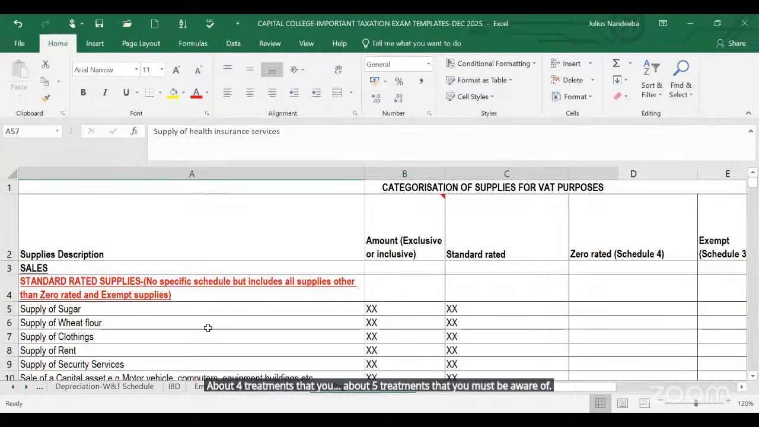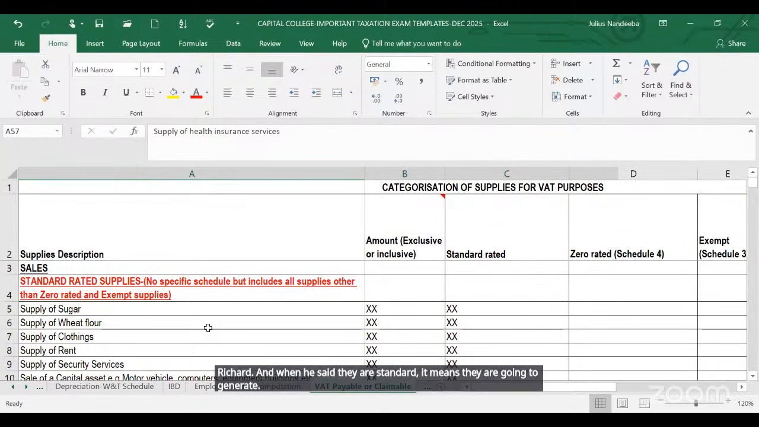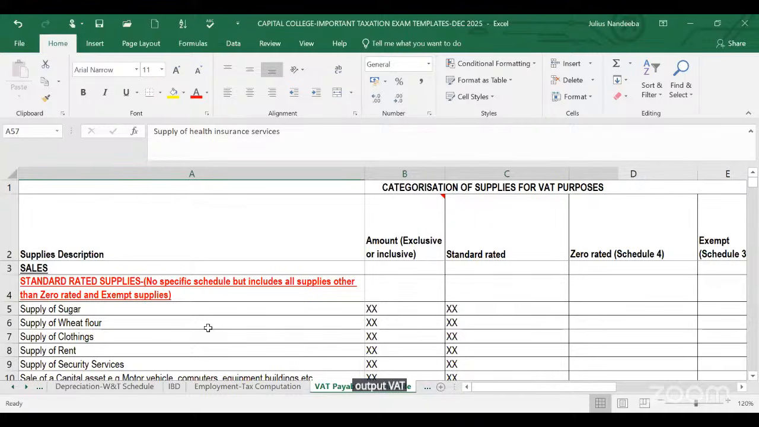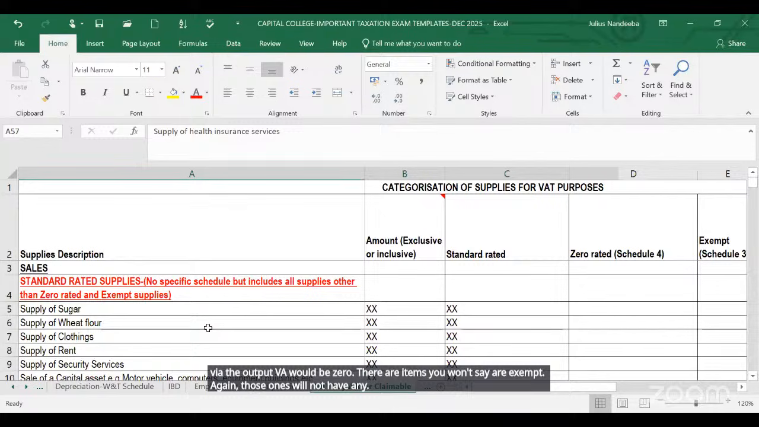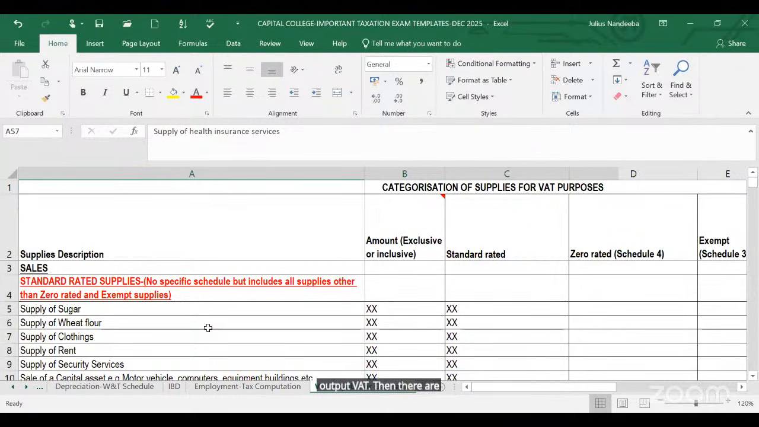There are items where you're going to tell the examiner they are standard rated. And when you say they are standard rated, it means they are going to generate output VAT. There are items where you're going to say they are 0 rated. The moment you say they are 0 rated, it means they will not have any output VAT. Output VAT will be 0. There are items you're going to say are exempt. Again, those ones will not have any output VAT. Then there are things they're going to say are deemed VAT. Deemed VAT, you're going to show the amount, but it's not going to be part of your output VAT.